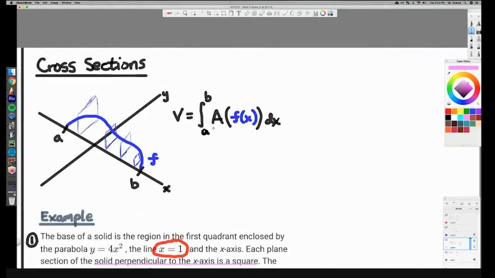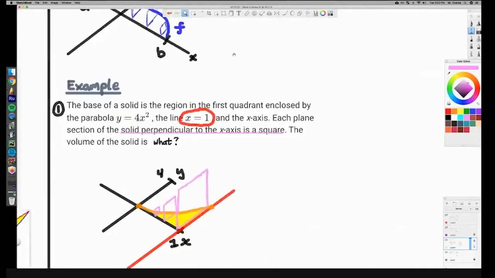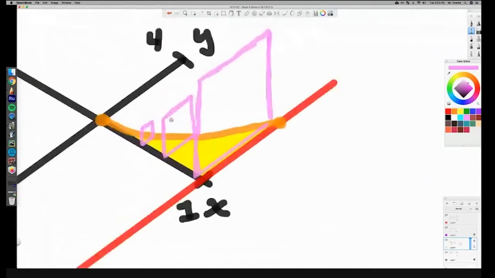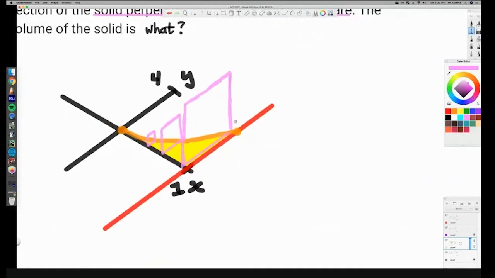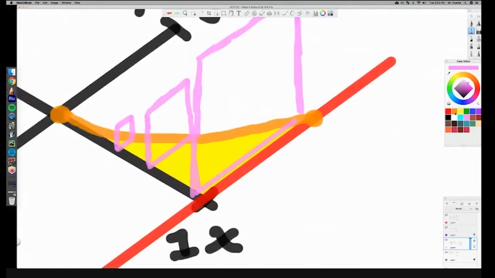Now we need an area formula for each individual square. So what we're going to do is find the area of just one of these squares, and then we're going to integrate it throughout all of them. The area is not going to be a finite number. It's going to have an X in it because all of these are different. They're all going to have different X's. So we need to figure out what this base is right here. I'm going to say it's B1.